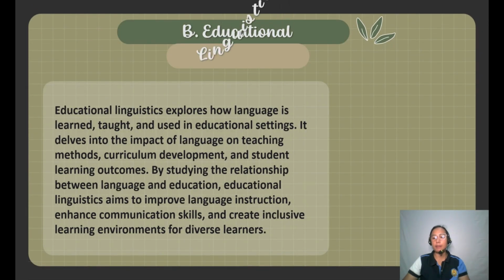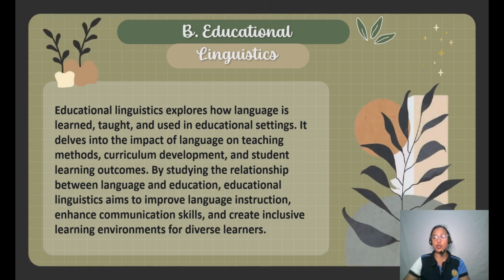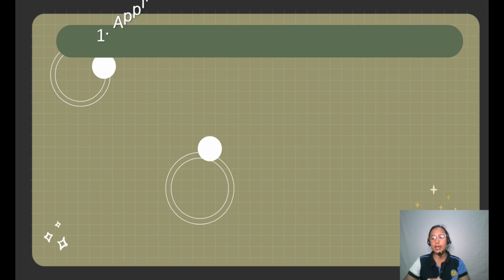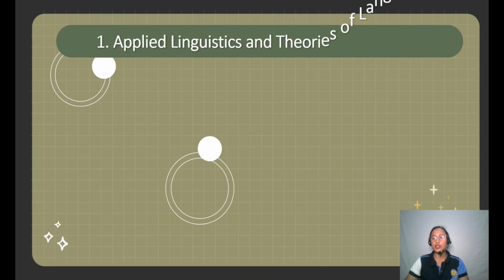The next content of application of linguistics is educational linguistics. Educational linguistics explores how language is learned, taught, and used in educational settings. It delves into the impact of language on teaching methods, curriculum development, and student learning outcomes. By studying the relationship between language and education, educational linguistics aims to improve language instruction, enhance communication skills, and create inclusive learning environments for diverse learners. So let's dive deeper into educational linguistics.